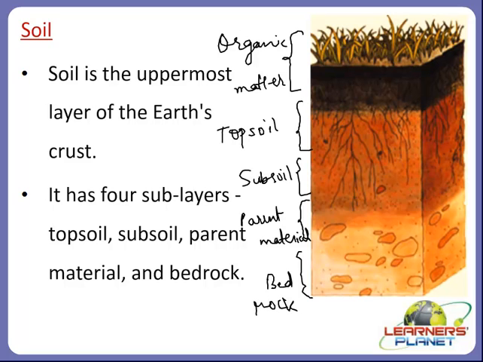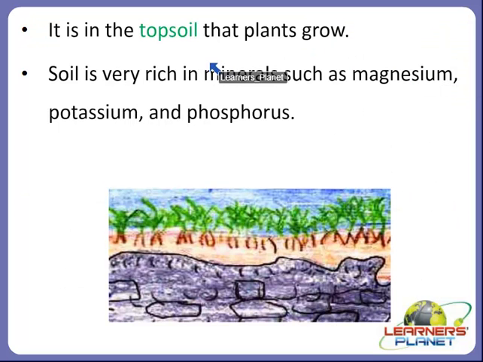So basically they are divided into 4 sublayers. This is the main layer, the organic layer, made up of organic matter. The rest of them are sublayers of the soil, and they are very important. So it is in the topsoil that plants grow. Here you can see in the picture, this is topsoil where plants grow.